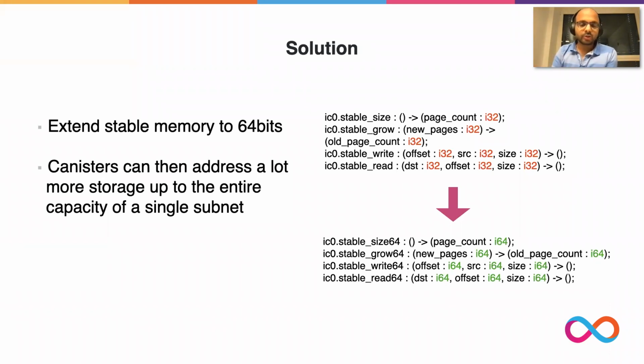So here's the proposed API that we have right now. And I've highlighted in green the changes that we want to make. I do want to note that we are not planning on breaking old canisters here. So we would keep both APIs. And so we would just be introducing the 64-bit API, and we would be keeping the 32-bit API so that we do not actually break any existing canisters.